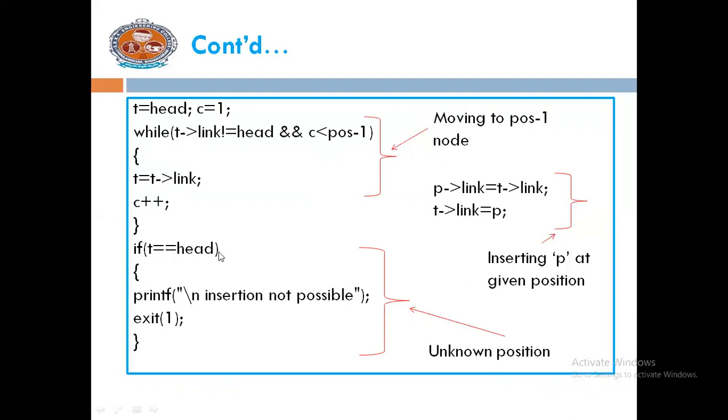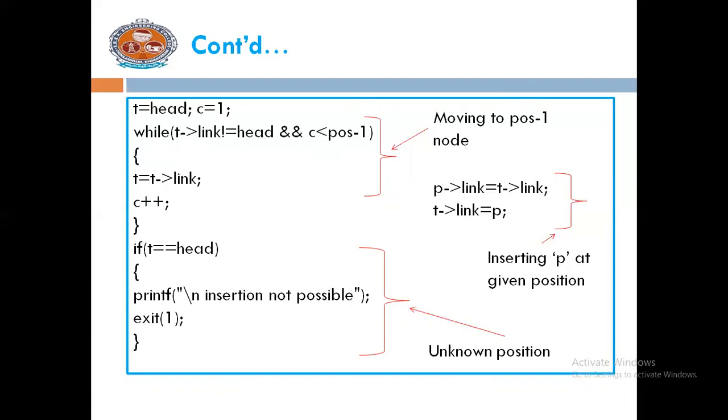Else, if t is not equal to head, we are at the position of the previous node. So t points to the previous node. Whenever t is the previous node, t of link gives us the address of the next node. Here p is the new node, t is the previous node and t of link is the next node. So here p of link equals t of link. So p of link points to the next node, and t is the previous node.